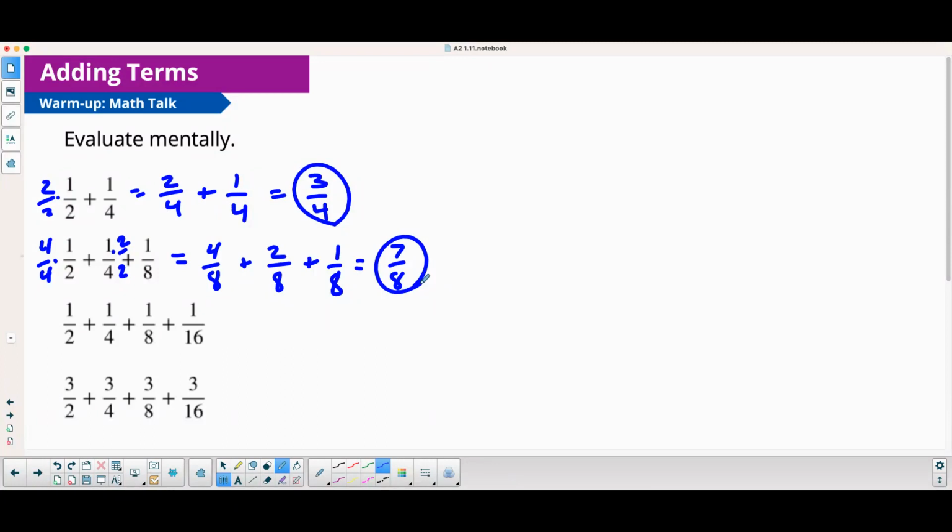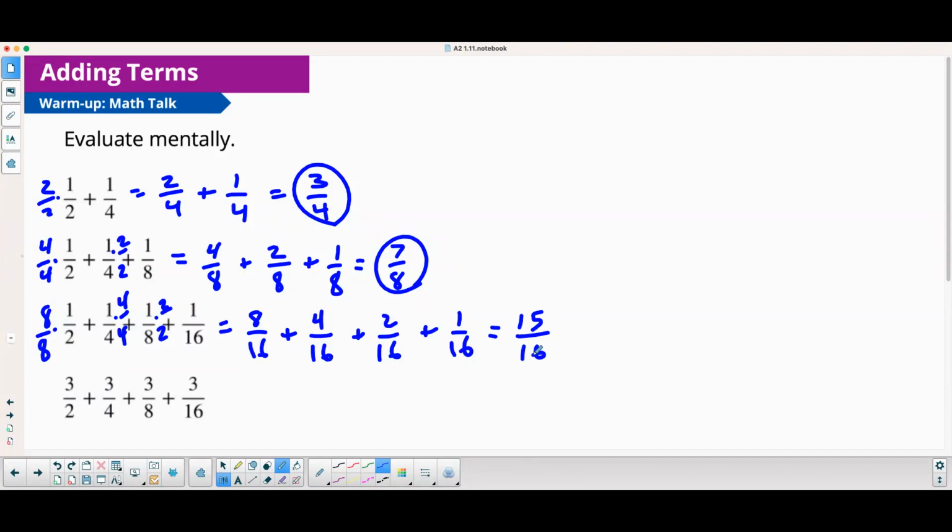Come over here, we're going to get same thing this time. Our denominator is going to be 16, though. So this is times 8 over 8. This is times 4 over 4. 2 over 2. So I get 8 over 16 plus 4 over 16 plus 2 over 16 plus 1 over 16. Add all of those up, and I get 15 over 16.